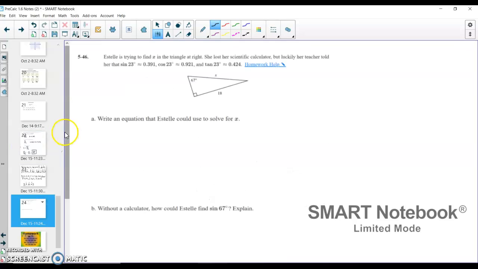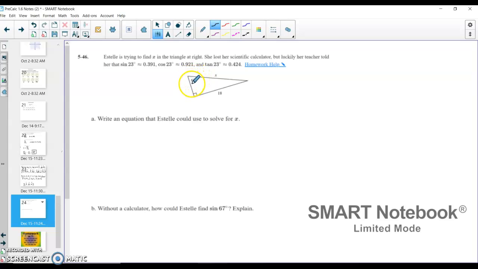Okay? Going on to this one here, this one's a little tricky just because they don't want us to use a calculator on it. Okay? So what we're going to do is we see that they gave us the sine of 23, they gave us the cosine of 23, and they gave us the tangent of 23, so we don't need our calculator to do that.